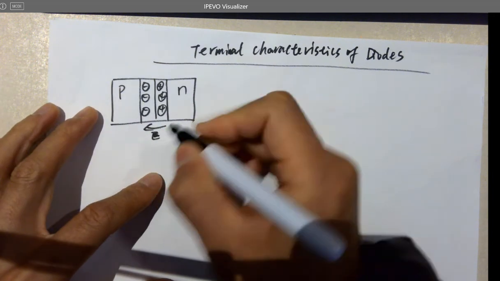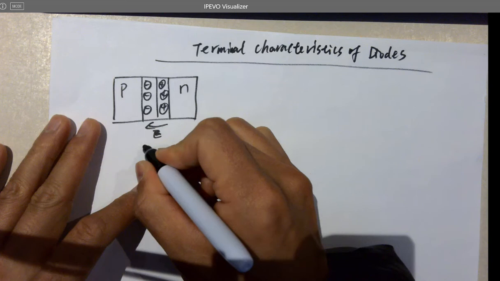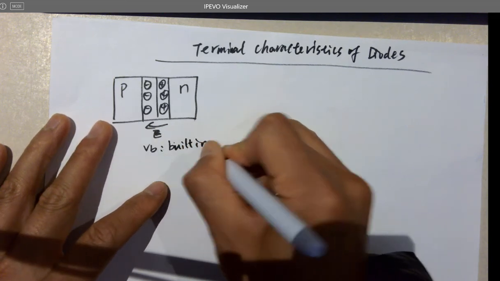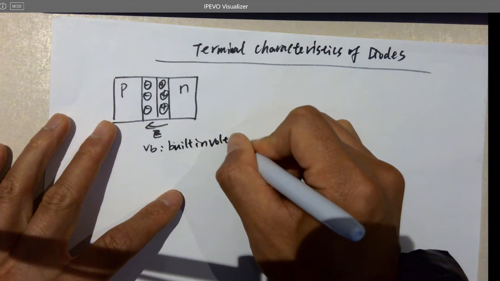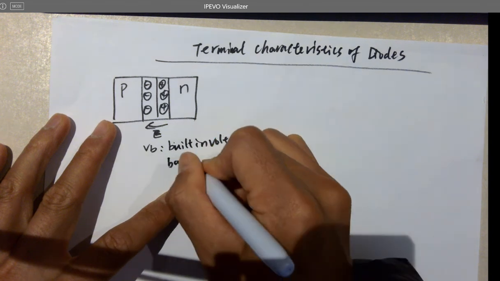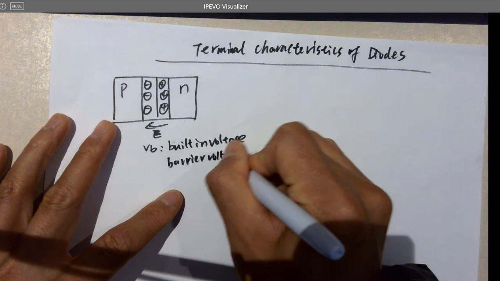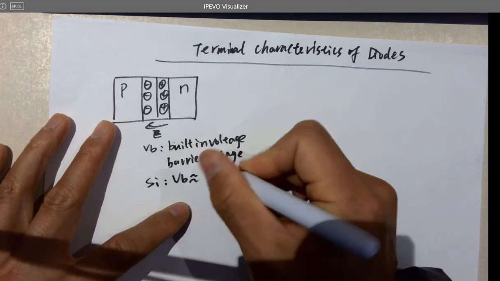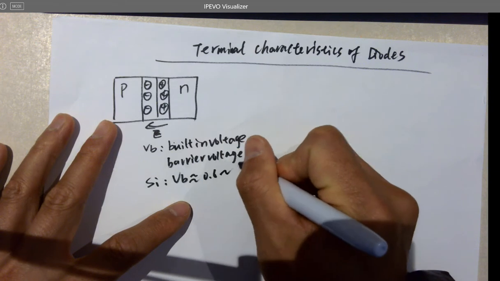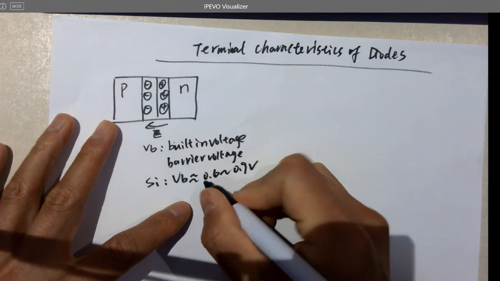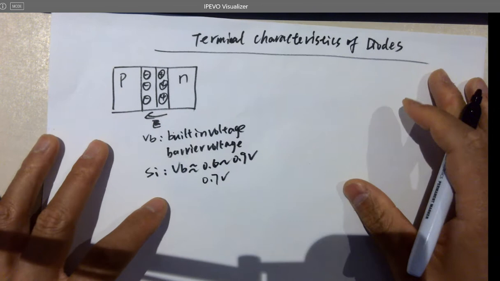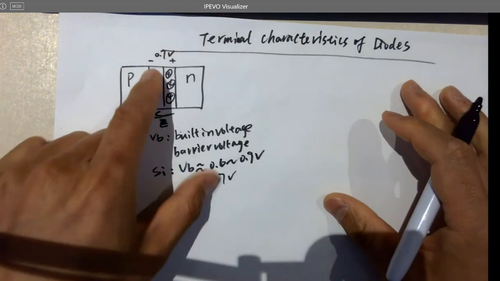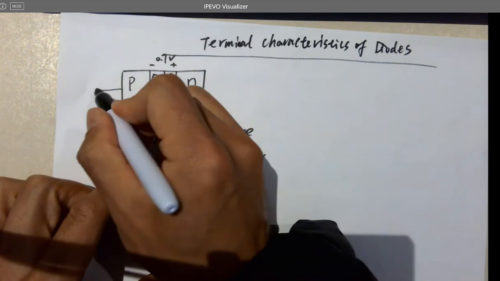And that electric field gives you a VB. It's called a built-in potential, built-in voltage, or barrier voltage. And usually in silicon, VB is from 0.6 to 0.9 volts, and we'll usually just use 0.7 volts. So which means there's a 0.7 volts. Now you have to invert it in order to get the current flow from the P to N.